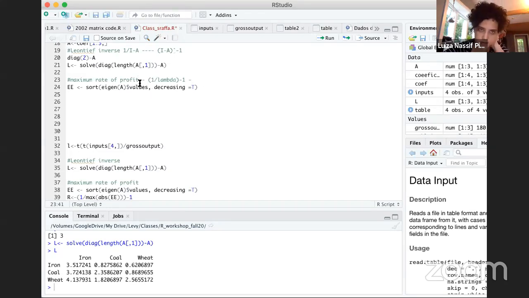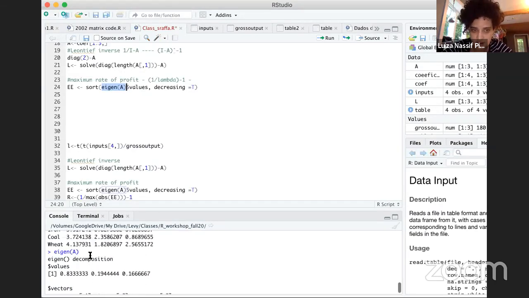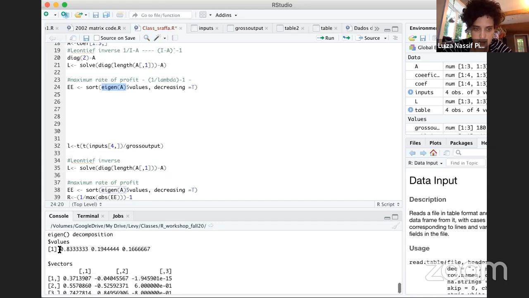So what we will take is the maximum eigenvalue, and to do that we're going to use the eigen function, which gives you eigenvalues and eigenvectors. And this one here is my maximum eigenvalue, which, as expected, because this A table has all the properties we needed, is below 1 and real and positive. Okay.